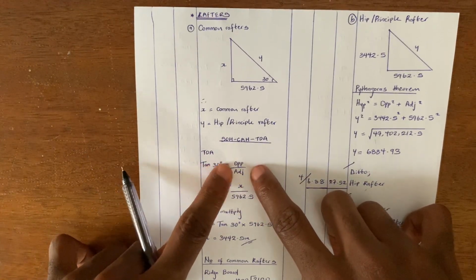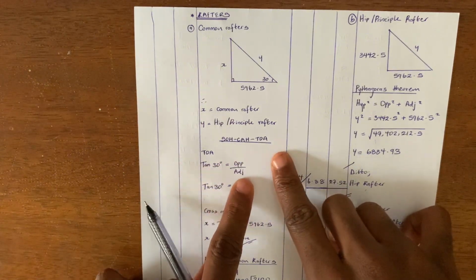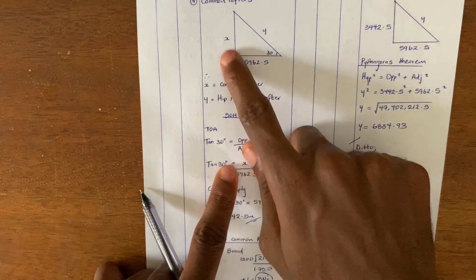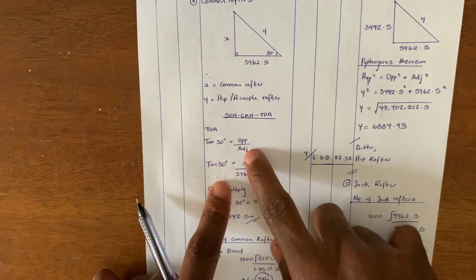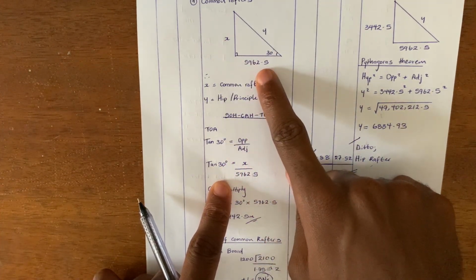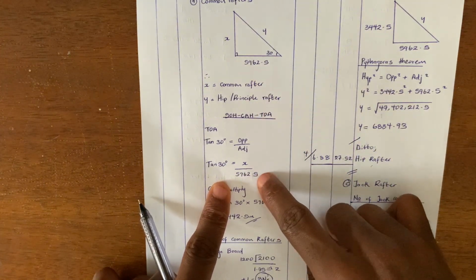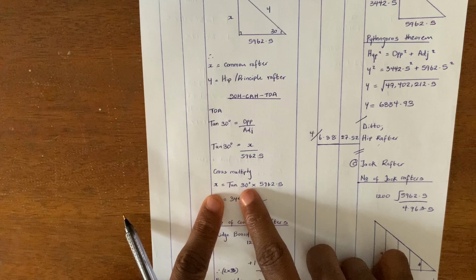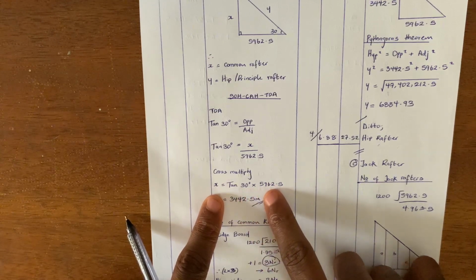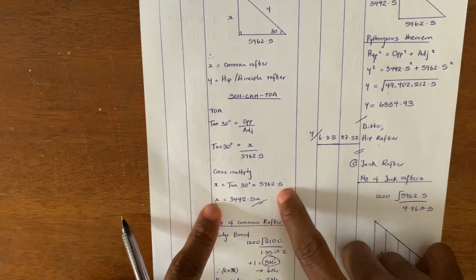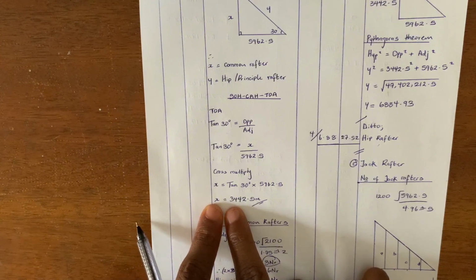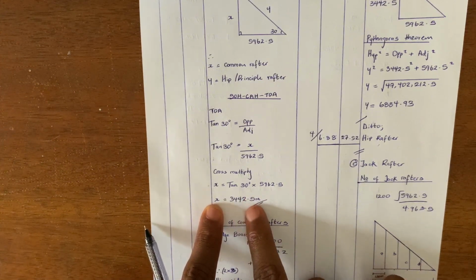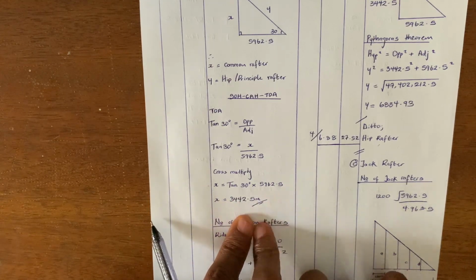So what you do is this. Tan 30 degrees is equal to opposite over adjacent. What is our opposite? X. That's what I did here. What is our adjacent? 5,962.5, and I brought it here. When you cross multiply to find X, X is equal to tan 30 times 5,962.5, and if you multiply that, it will give you 3,442.5 meters. So 3,442.5 is the span for our common rafter.